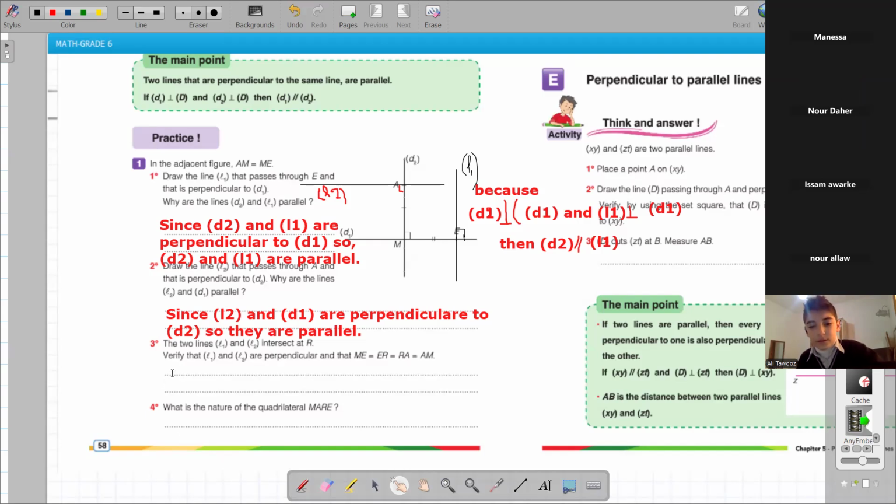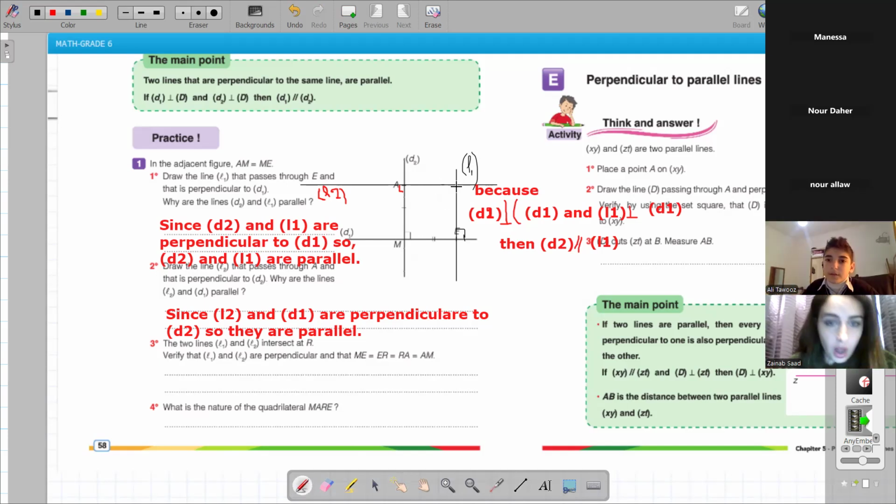The two lines L1 and L2 intersect at R. So they said that L1 and L2 are intersecting at R, so we have to elongate L2 a little bit, like that, to let it meet L1. They said that they intersect at the point R, so we draw the point R here. So this is the point R.